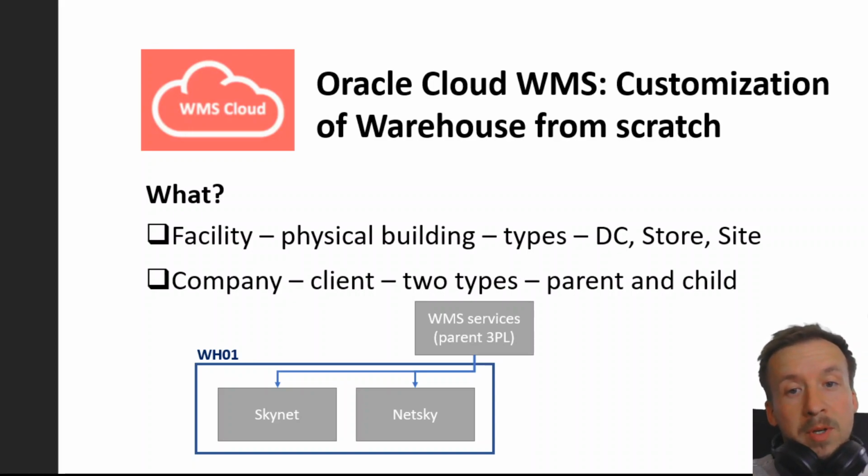In WMS, companies are divided into parent and child companies, and this structure exists in order to help 3PLs to view and manage their clients' inventory and settings independently.